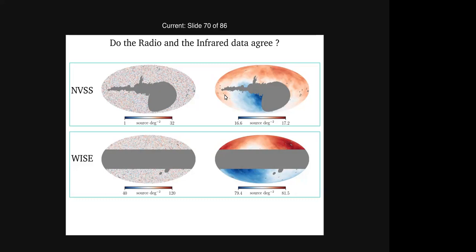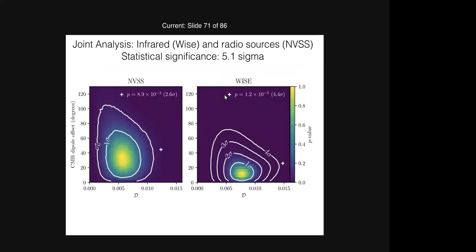This is our WISE data. And we looked at the NVSS again. And this is the joint significance test. So this is the NVSS. So here we were very, very conservative. We actually took anything that was in any direction, basically, because previously we restricted to an angle between the quasar dipole direction and the CMB direction.